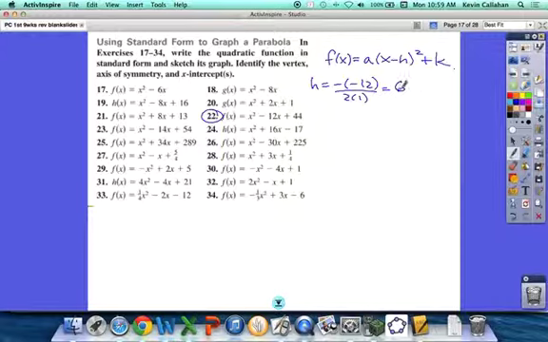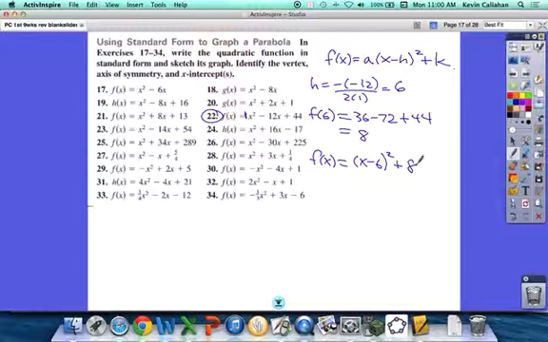Plug this 6 in here. So f of 6 is 36 minus 72 plus 44, which is 70, 80, which is 8. So that's telling us we know the h and the k. Where did we get the a from? Yeah, the original one had an a of 1, so the standard form has an a of 1. So this is f of x equals 1, which you don't show, x minus 6 squared plus 8.